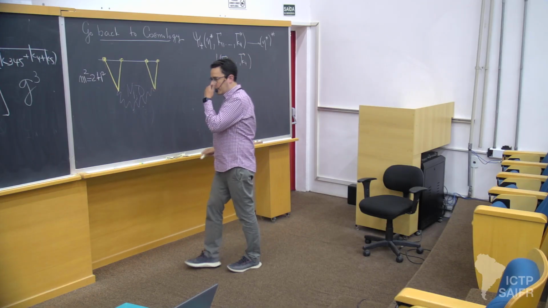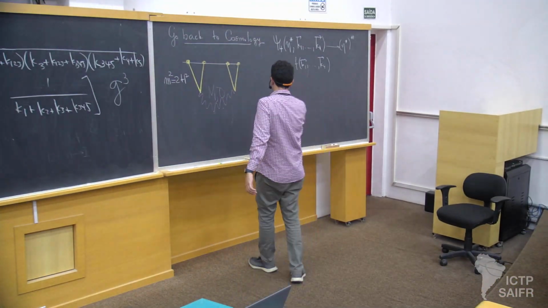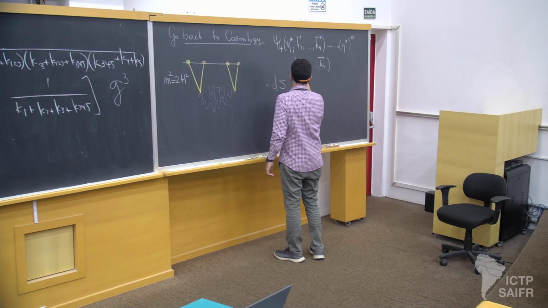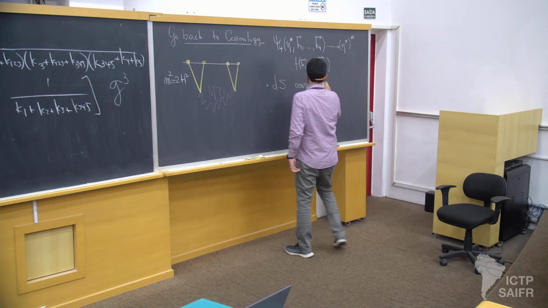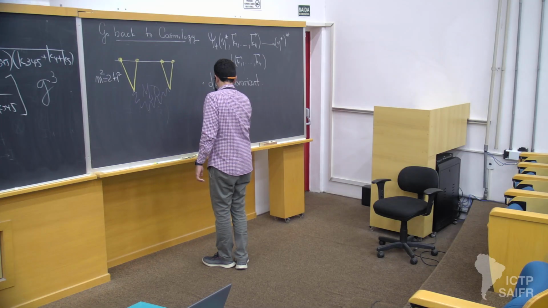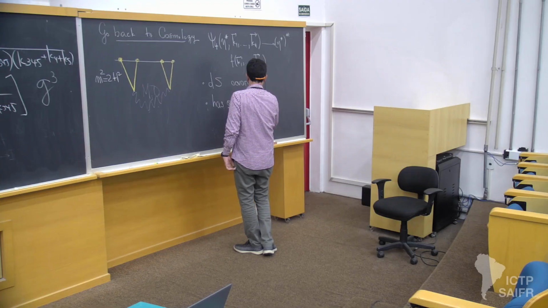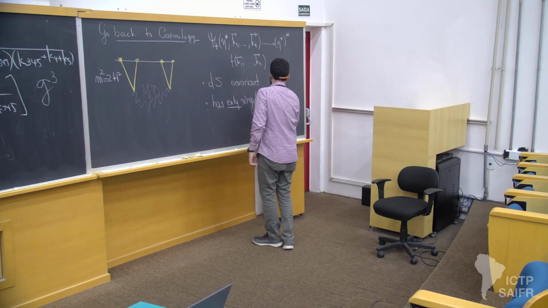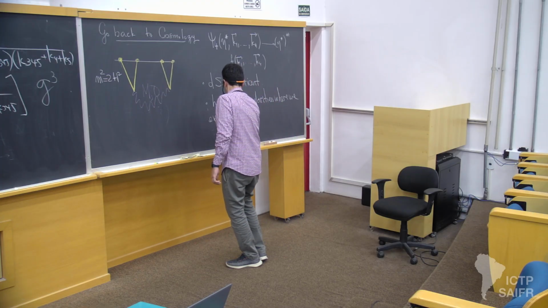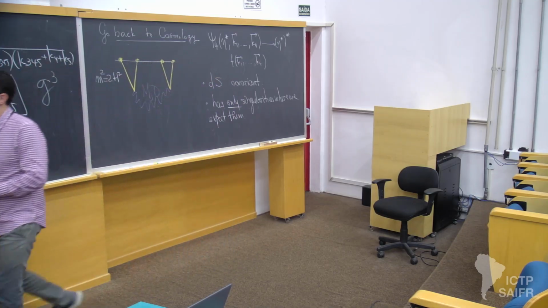And I claim that this function is essentially pinned if you impose two things. One is that it's de Sitter covariant. So you need to understand the consequences of the de Sitter symmetry on this object. And two, it has only singularities where we expect them. Okay? So let's see how this works.